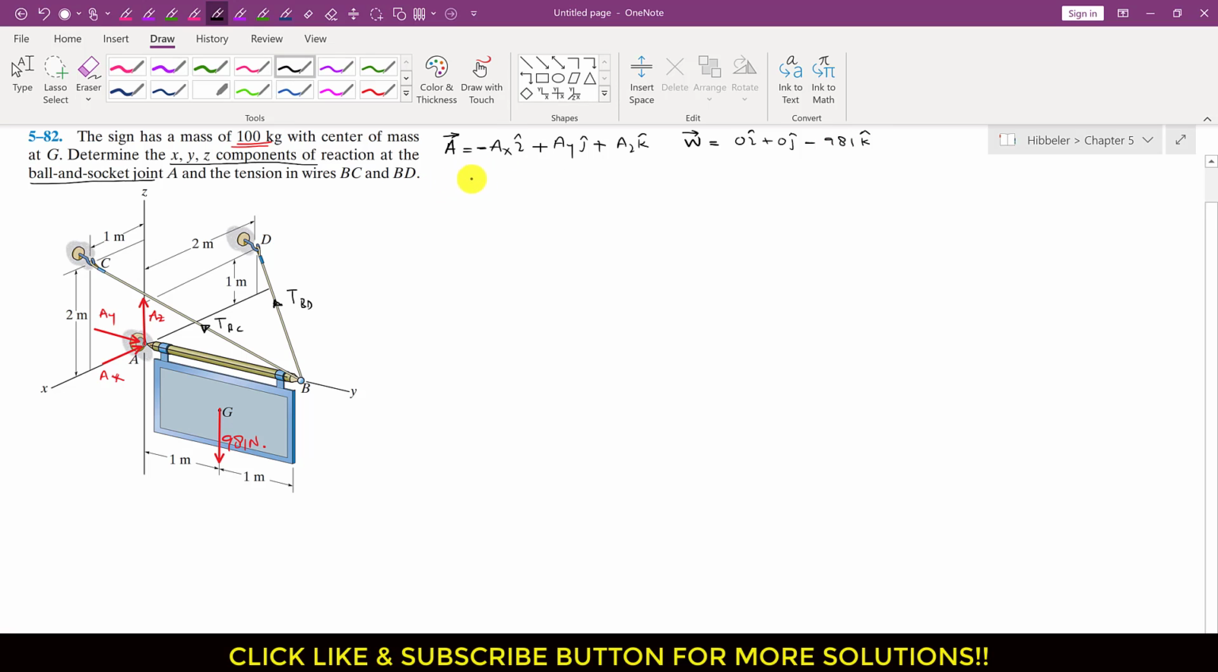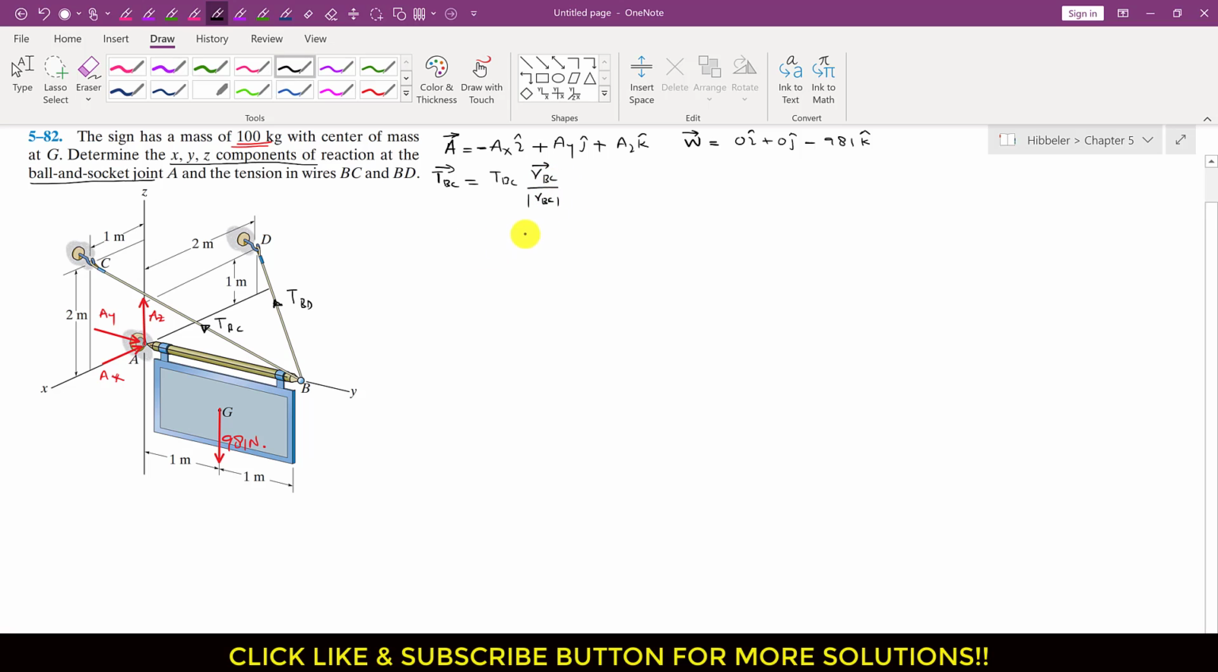Similarly I will write TBC. To write the TBC vector, this will be equal to the TBC magnitude times the unit vector along BC. We can write this unit vector as RBC, the position vector, divided by the RBC magnitude, right? So we have to find first this position vector and then the magnitude of that position vector.